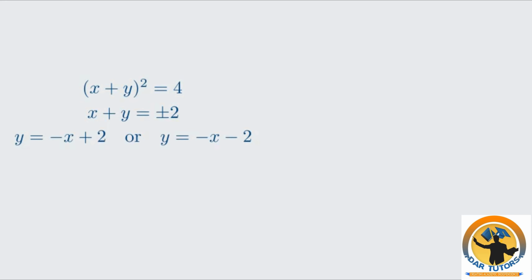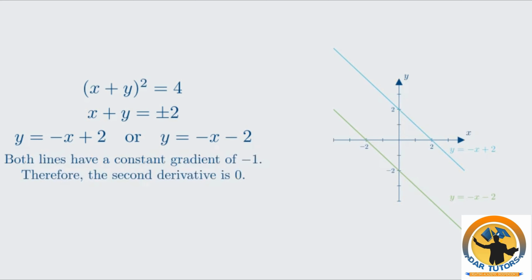y equals negative x plus 2 and y equals negative x minus 2. Since both of these are straight lines with a constant gradient of negative 1, their second derivative is indeed zero. This example beautifully illustrates how implicit differentiation can reveal the true nature of a relation.